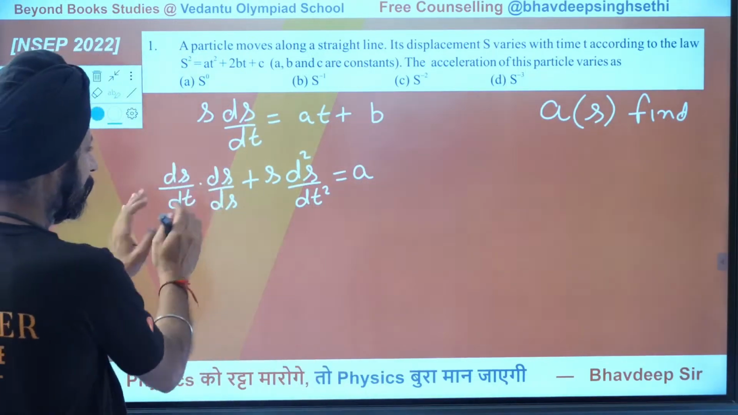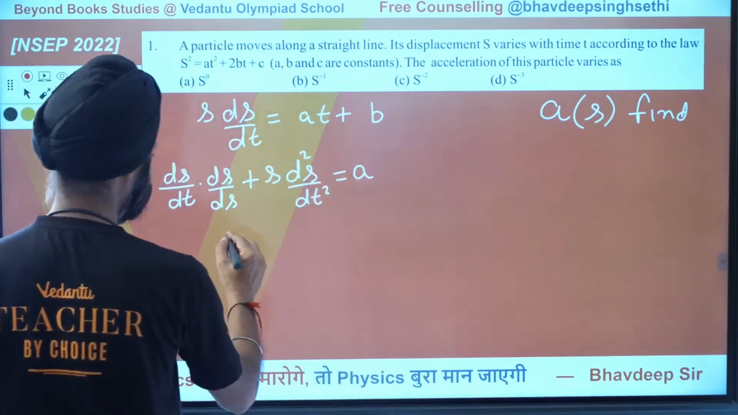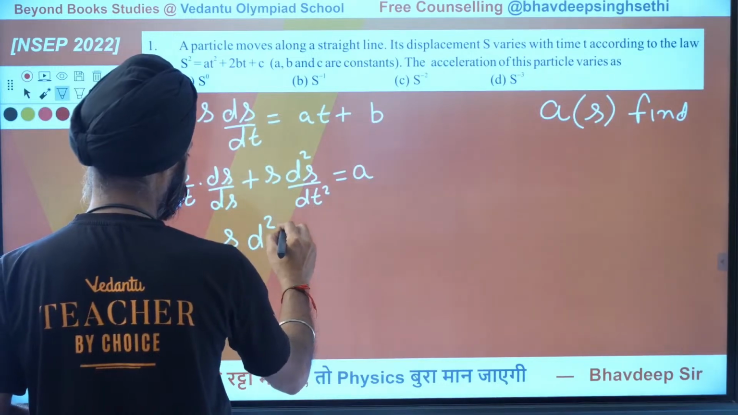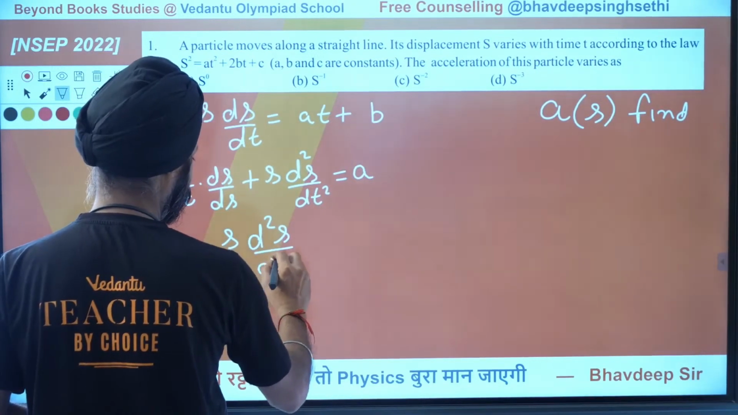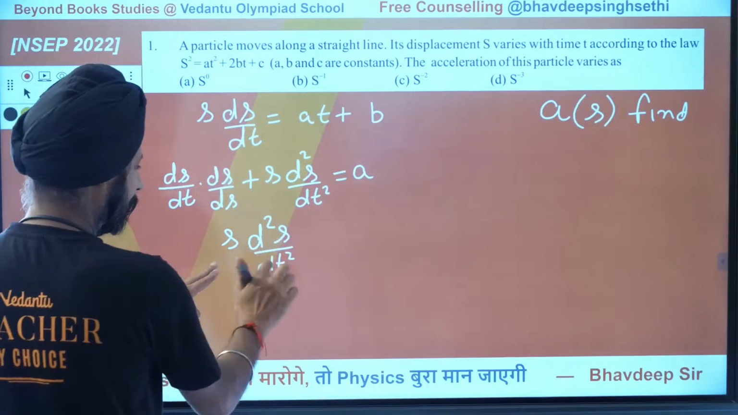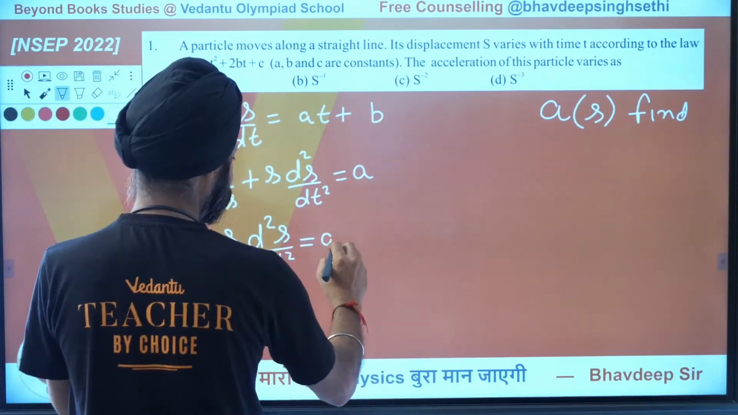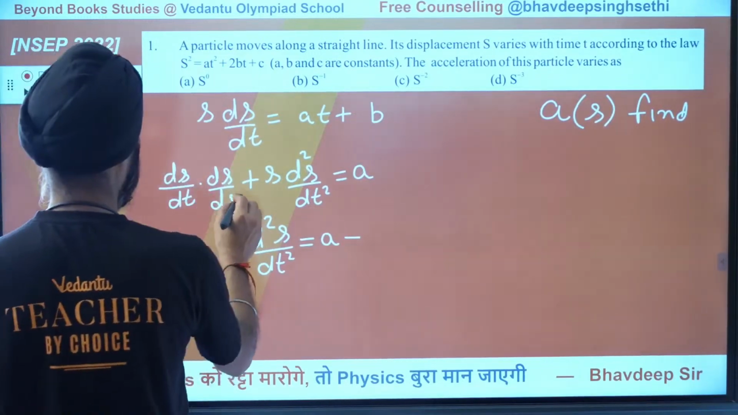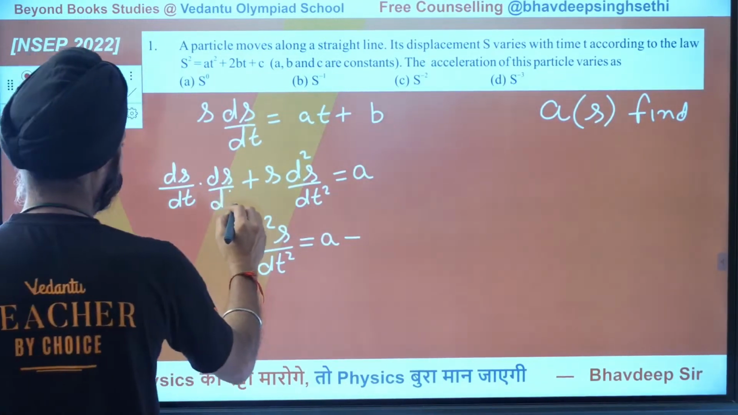So this is d²s/dt². Taking it on the other side, what you get is s times the second derivative, and this is what I have to find. This has to be isolated. So this is equal to a minus ds by dt, oh, this is t. I'm really sorry for that typing error, or writing error.